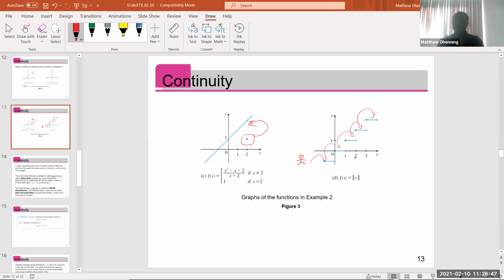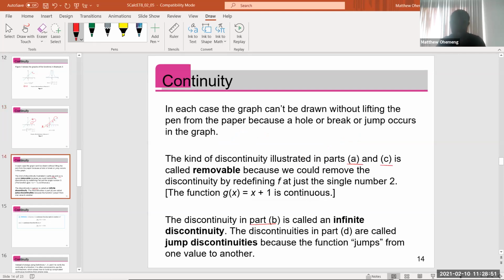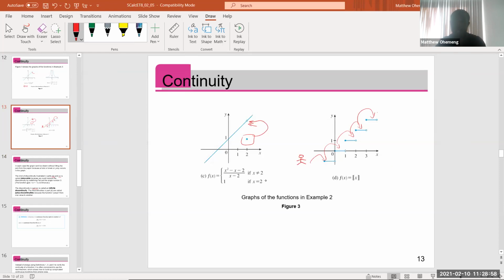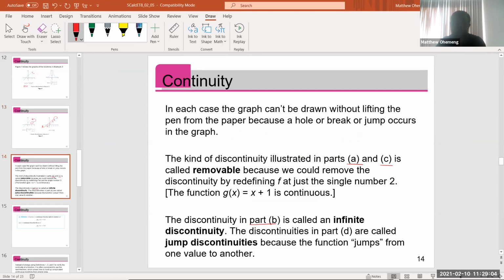Any questions on them? Okay, so that's it. The C is what we call removable discontinuity, because you can just define the function at this point and then you have a continuous function. That's why it's stated here, A and C. Anybody with any question here?